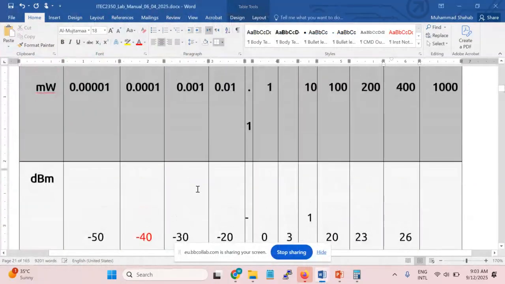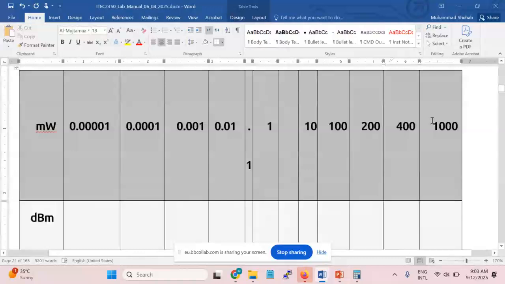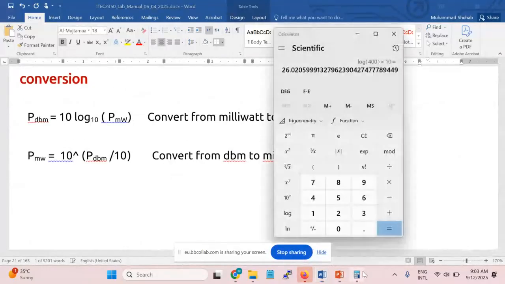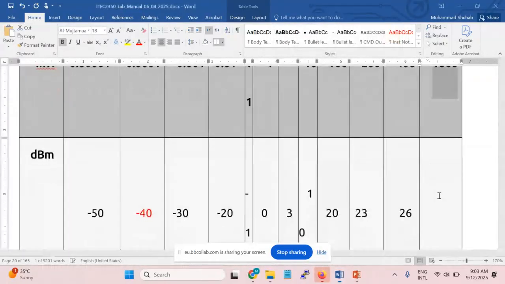1000 in milliwatt, how much in dBm? This is easy. 10 log of 1000, how much? 3 times 10, it equals 30. Let us solve it together.